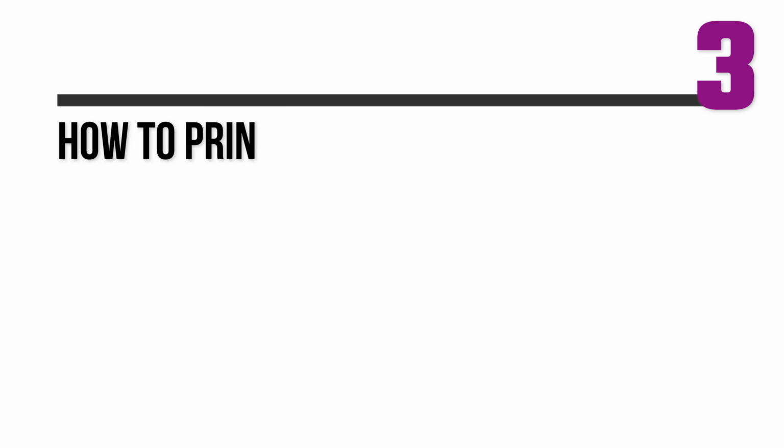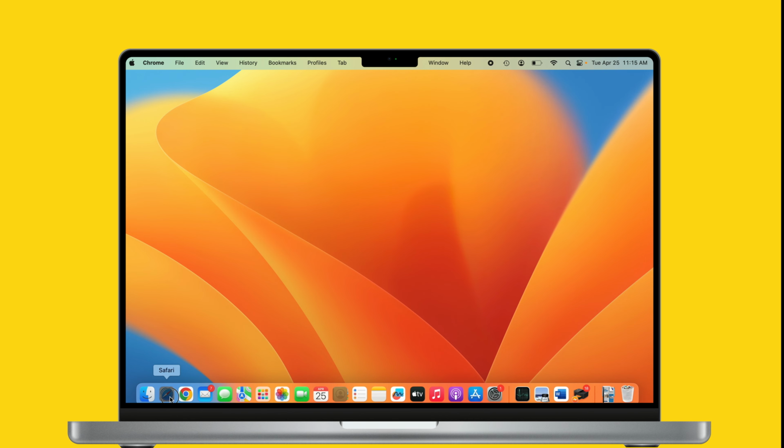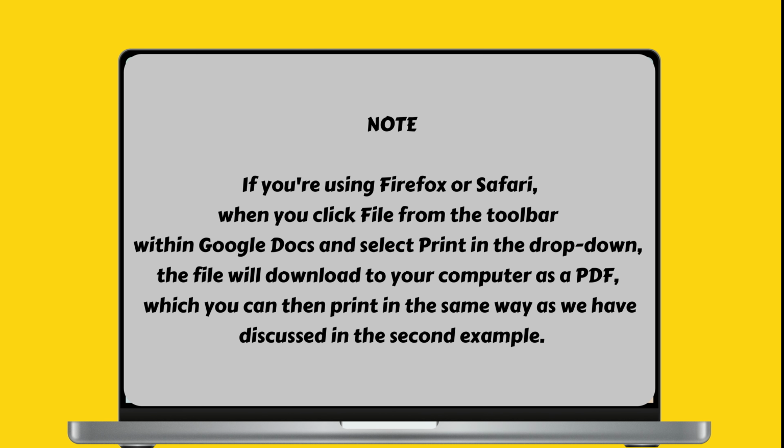That's it. At last, I will show the third example of print Google Docs in black and white. First, open the Google document you want to print on your Mac computer. Before that, make sure, if you're using Firefox or Safari, when you click File from the toolbar within Google Docs and select Print in the drop-down, the file will download to your computer as a PDF, which you can then print in the same way as we have discussed in the second example.